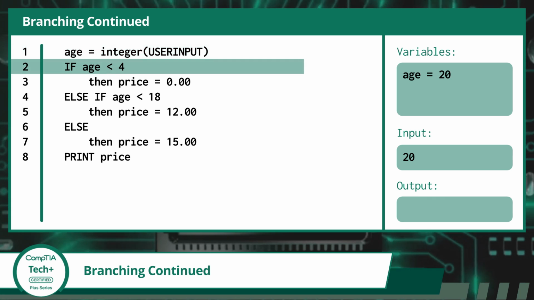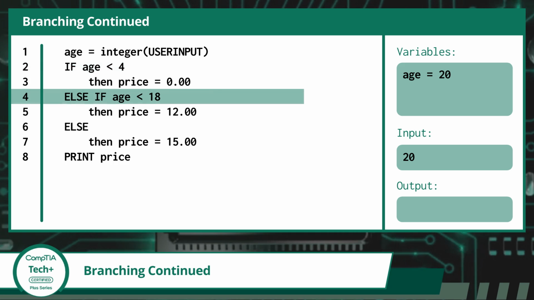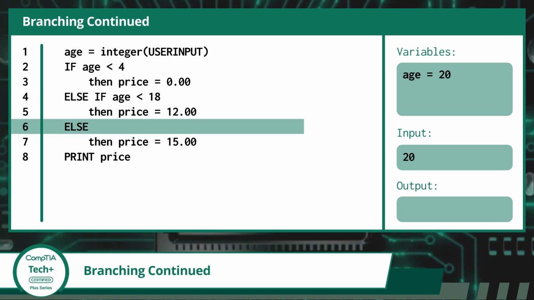Next, we need to evaluate whether or not the conditional statement for the if branch is true or false. In this case, our current age of 20 is not less than 4, so the statement is false. This causes us to skip line 3 and pushes us down to the else-if branch. Now we need to evaluate whether or not the conditional statement for the else-if branch is true or false. In this case, our current age of 20 is not less than 18, so the statement is false. This leads us to skip line 5 and go straight to the else branch, our catch-all.